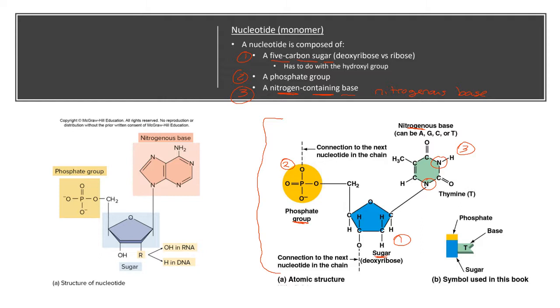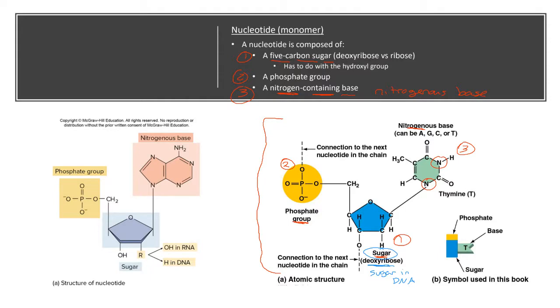I'm going to change this color because of the sugar. How do we know if this nucleotide is part of DNA or RNA? The sugar in DNA is going to be called deoxyribose. That's deoxyribose, the sugar in DNA. What is the sugar in RNA? The sugar in RNA is ribose.